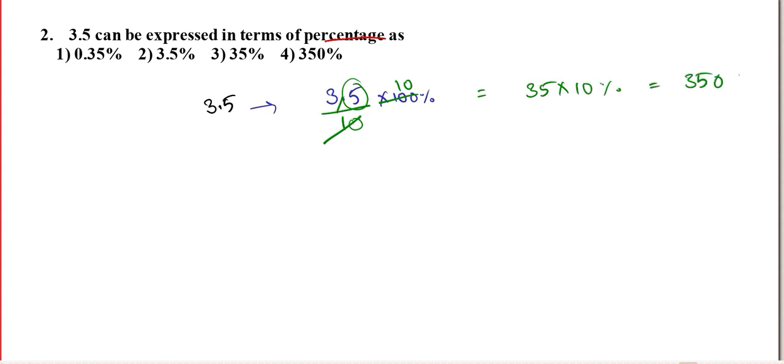3.5 can be expressed in terms of percentage as. Here we are given 3.5 and we are asked to write that as a percentage. As it is a decimal, to convert any decimal into percentage, you should multiply it by 100 and take the percentage symbol. To remove the decimal point in 3.5, we need to take 10 in the denominator, as we have one decimal place. So 10 into 10 is 100. So the answer will be 35 into 10 percentage, that is 350 percentage. Again, the fourth option is the correct one for this question.